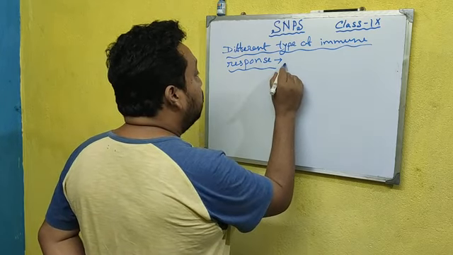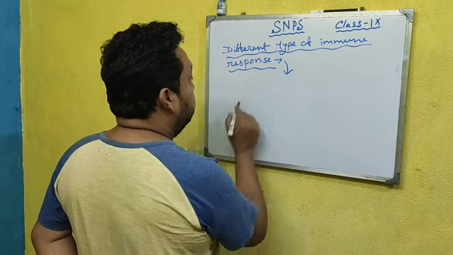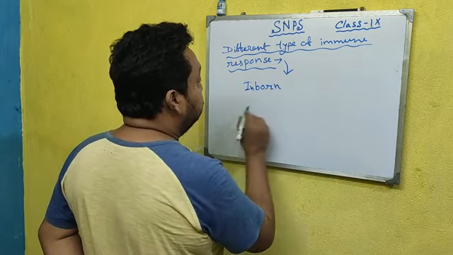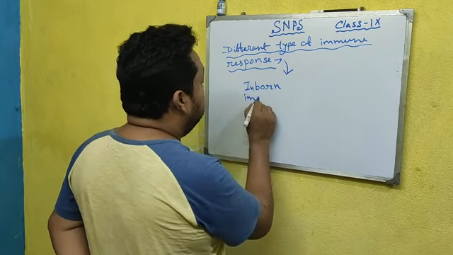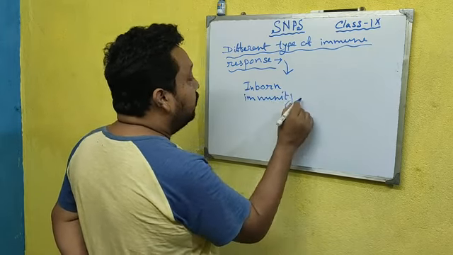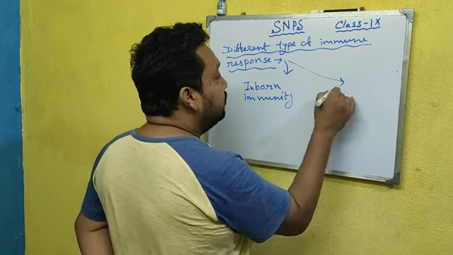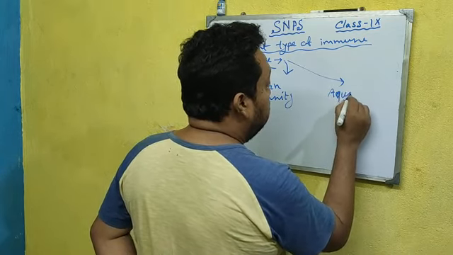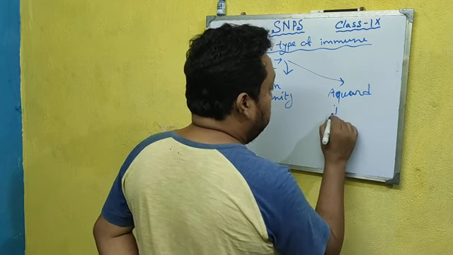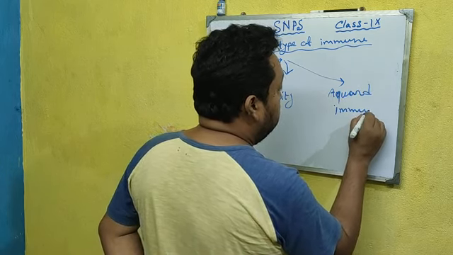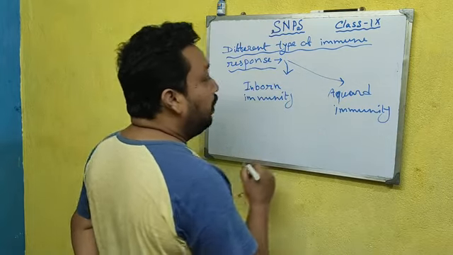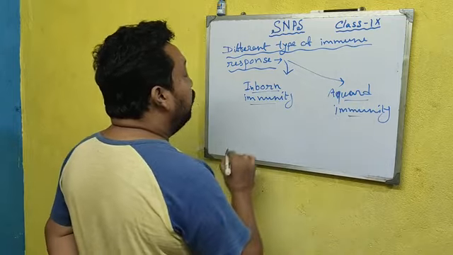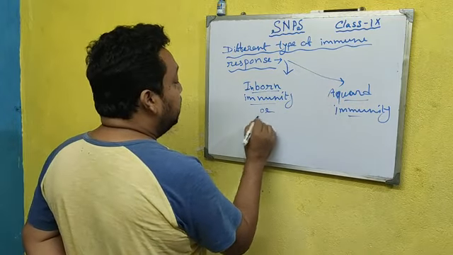First of all, inborn immunity, and the second type is acquired immunity. Inborn immunity and acquired immunity. Inborn, it is also called innate immunity.